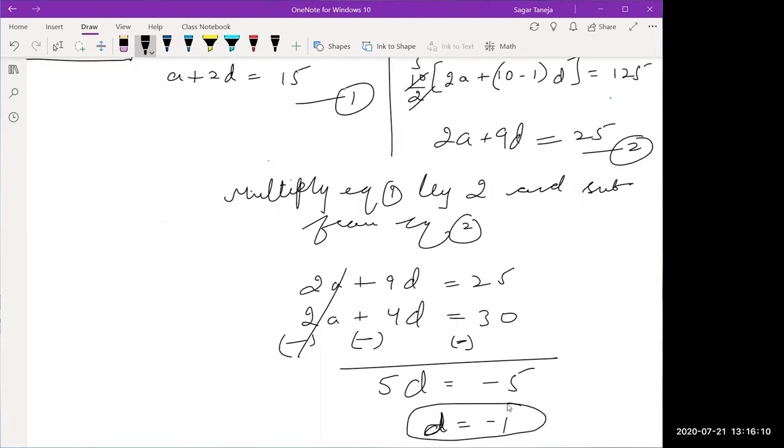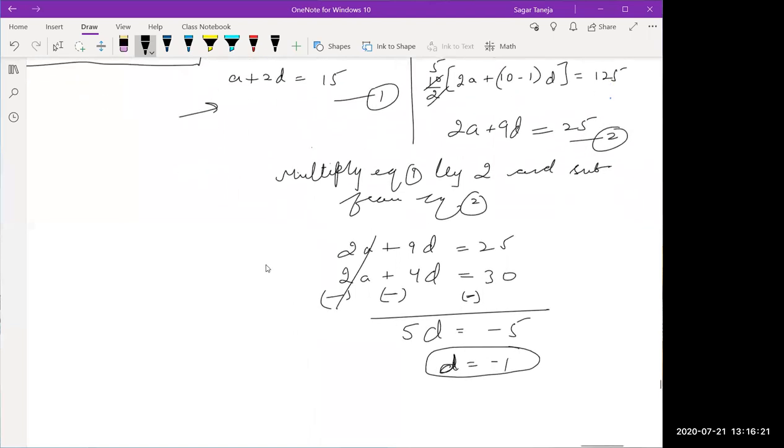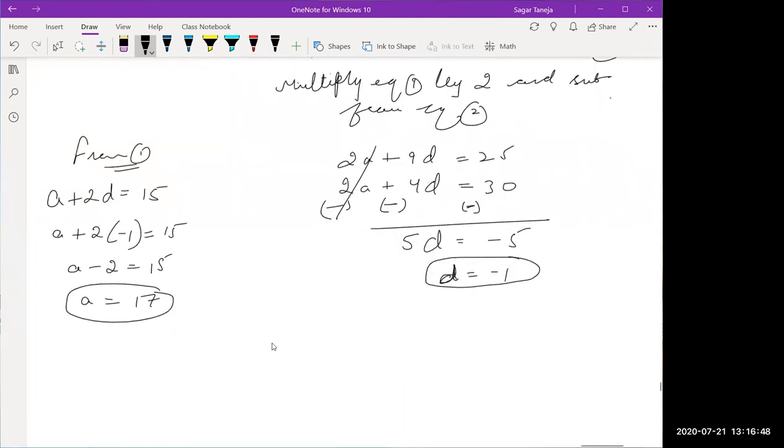So we got the value of d. The moment you get the value of d, you can find out the value of a just by putting the value of d in any of the equations. Equation number 1: a plus 2d is equal to 15. Here you can put the value of d, that is minus 1, so a minus 2 is equal to 15, and a is equal to 17. If a is 17 and d is minus 1, we can calculate any value now.